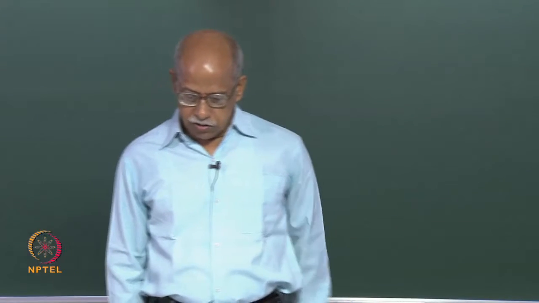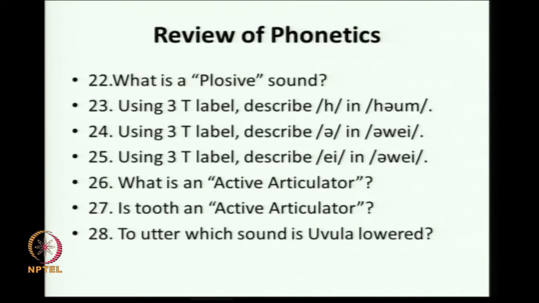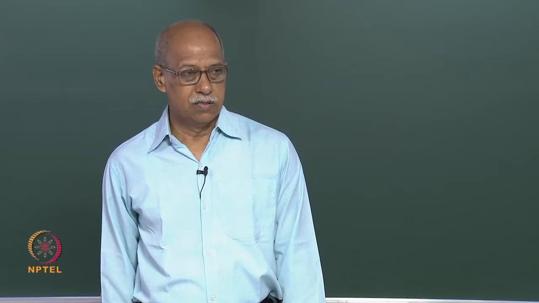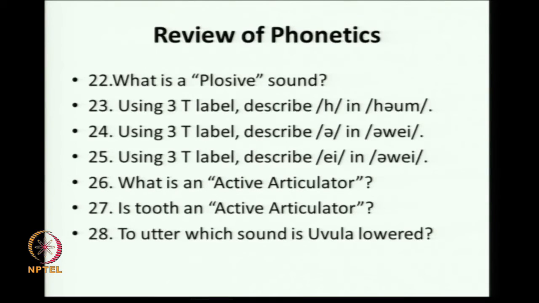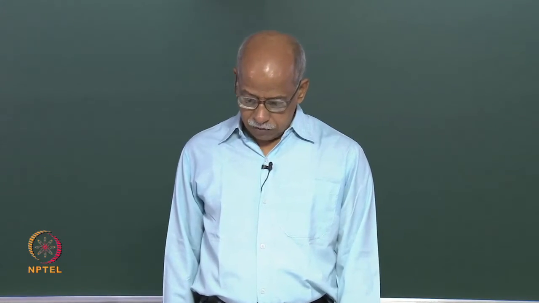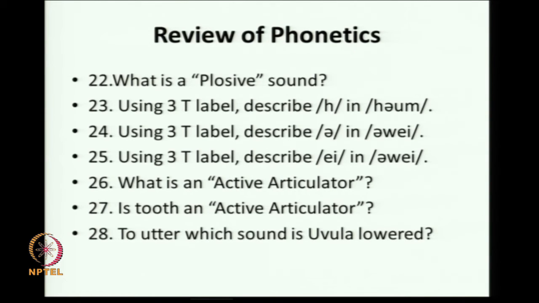Number 22, what is a plosive sound? Number 23, using the relevant three-term label, describe the vowel as in home, an English word. Number 24, using the relevant three-term label, describe a as in away.